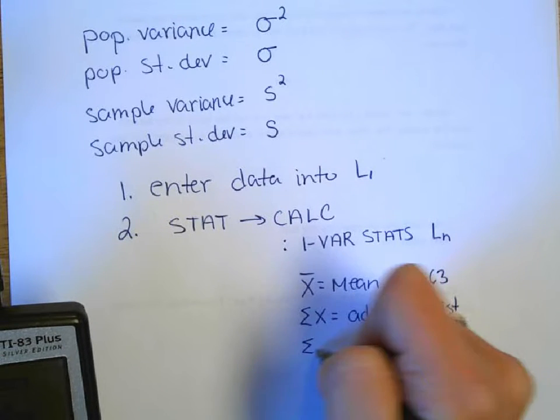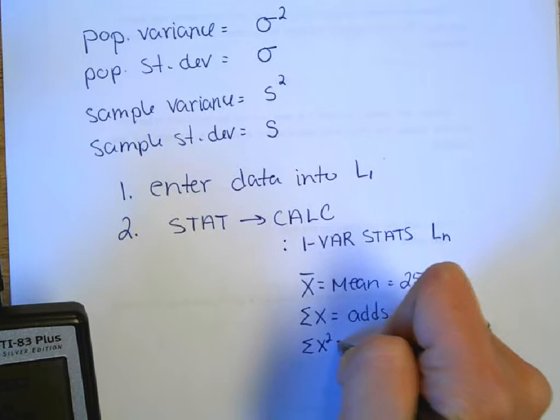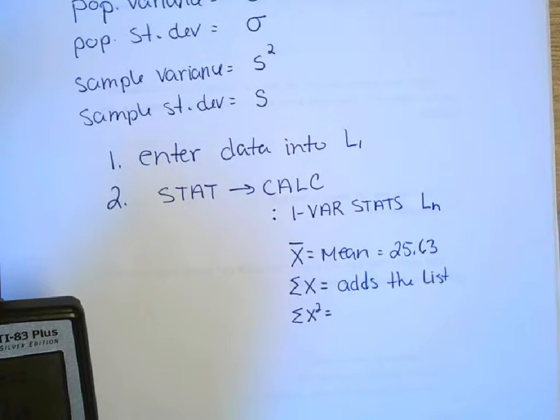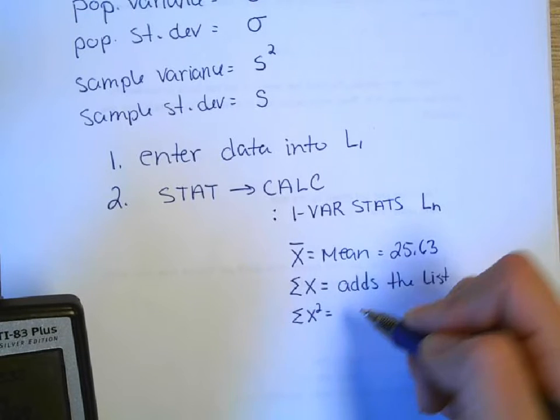Then it's got sigma x squared. What's that doing? Squaring every number and adding it up. We probably won't use that, but that's what it's doing, so I'm not even going to bother with that one.